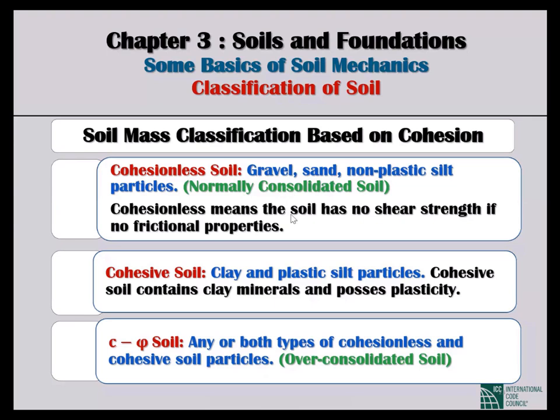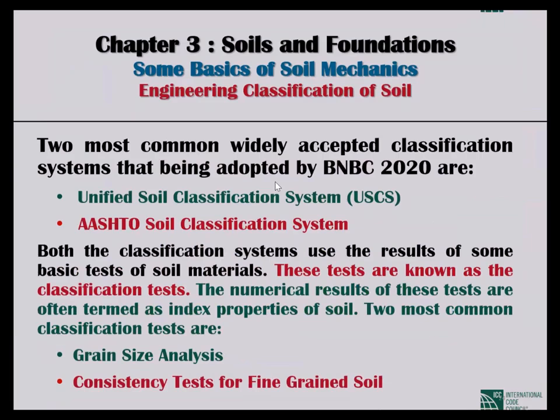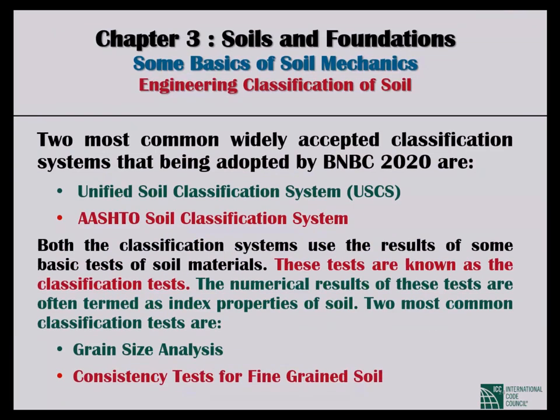I can tell you the story a bit later on about what is meant by cohesion. If a soil doesn't have any cohesion, we call it cohesionless soil. If it has cohesion, we call it cohesive soil. Could you get my point? And if it has both, we call it C-phi soil. So these are the classification based on cohesive properties. So we have already finished three: classification based on deposition, particle size, and cohesive properties. Now the most important one is the engineering classification of soil.